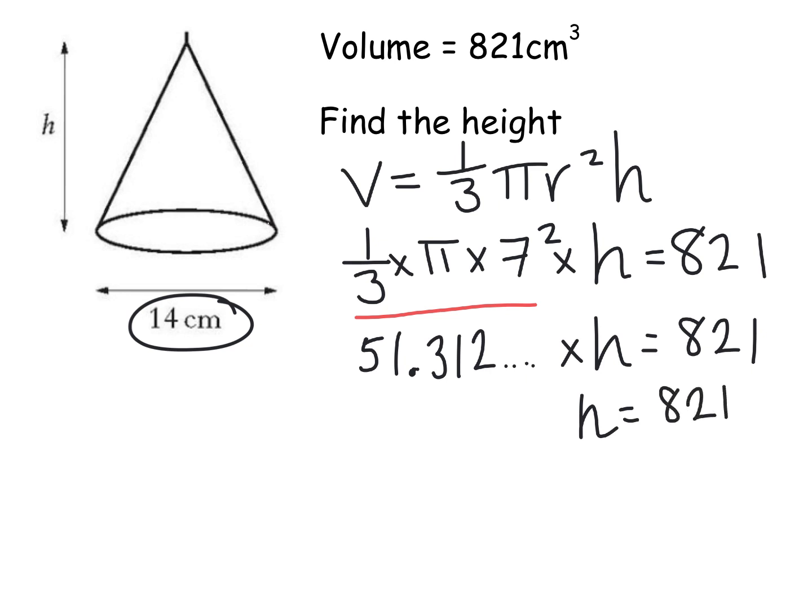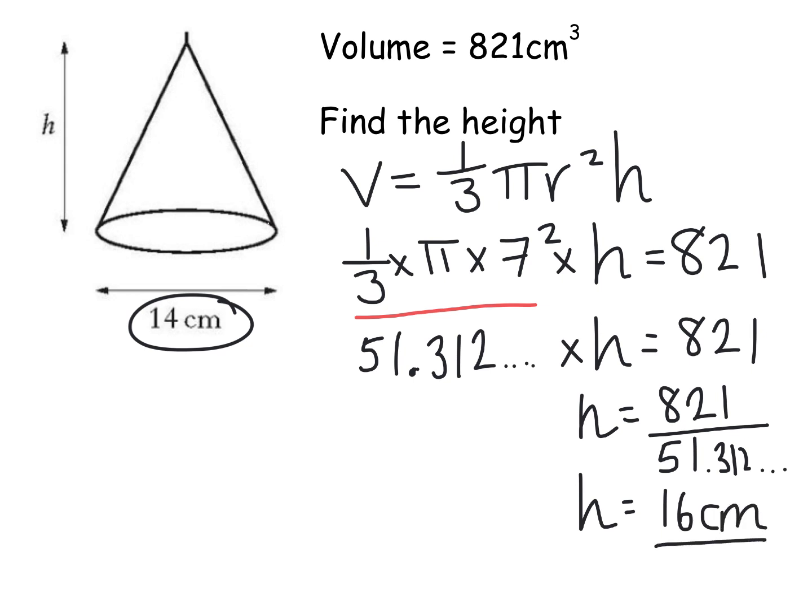So 821 divided by 51.312 ... And I'm going to do 821 divided by answer button on my calculator, and it gives me 15.9999, which is safe to say I used 16 centimetres for my height. Again, a quick check on your calculator. Go back and do 1/3 times pi times 7 squared times 16. Check you get the 821 that I gave you in the question.